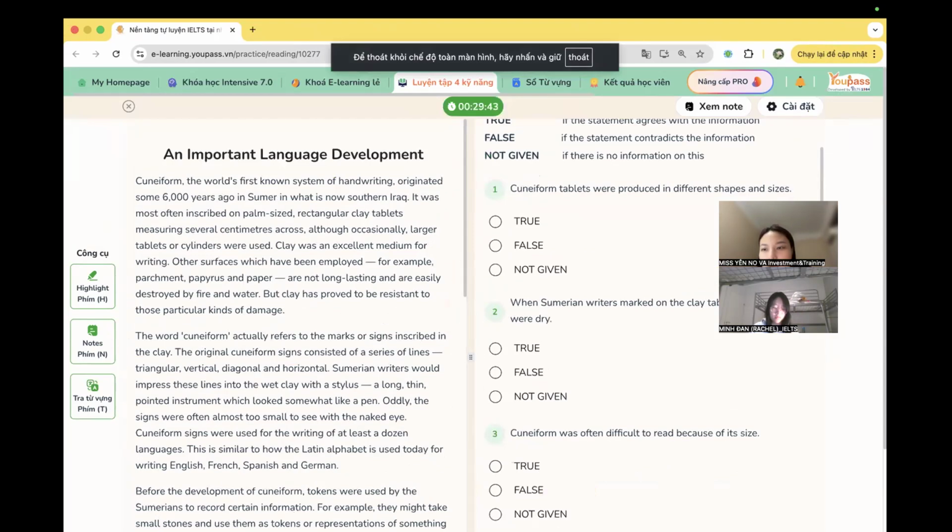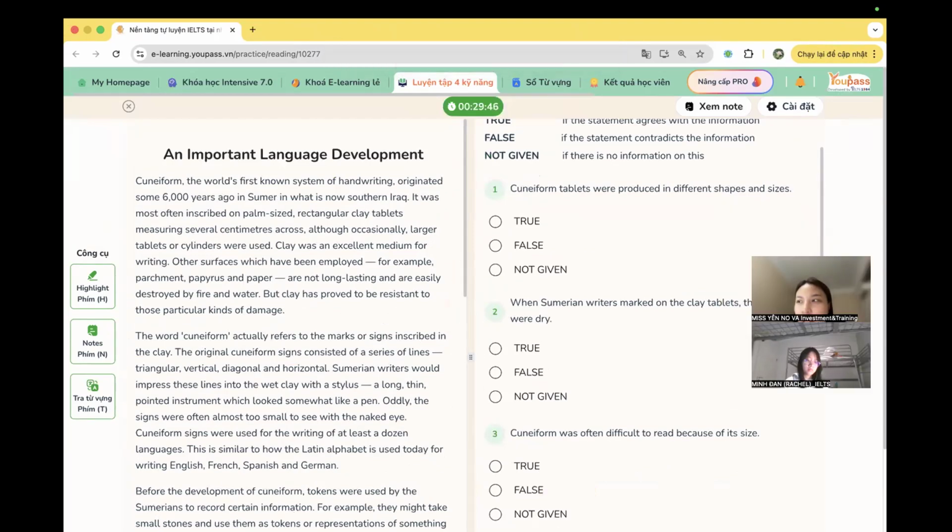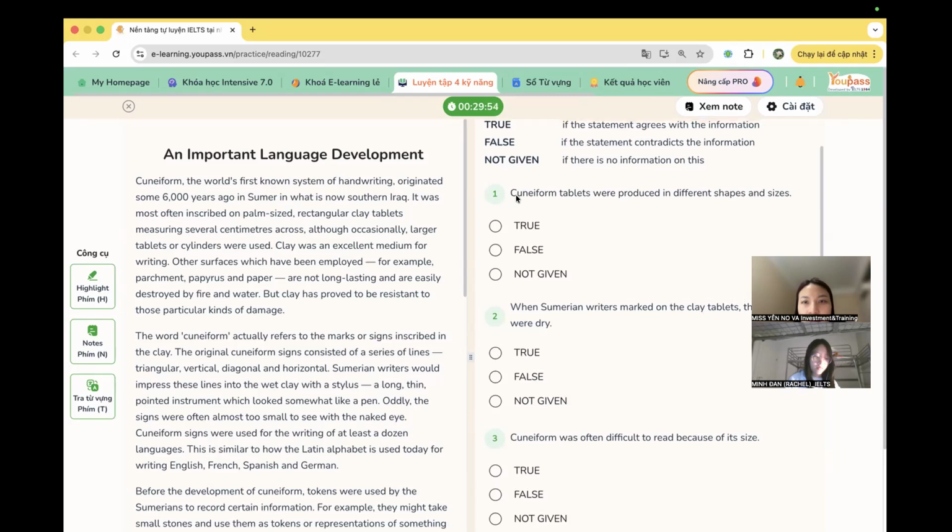Okay. So, you know, a long time ago, before we had written words, people had to put some information in different material. And first of all, they mentioned a form. This is a kind of tablet that was produced in different shapes and sizes. So we will start with the first one. The first system of handwriting, 6,000 years ago in Sumer, in what is now southern Iraq.